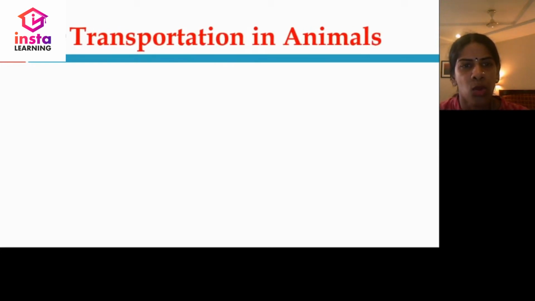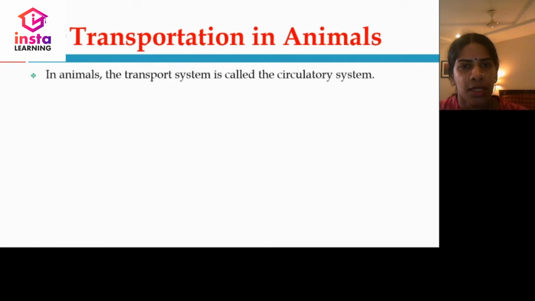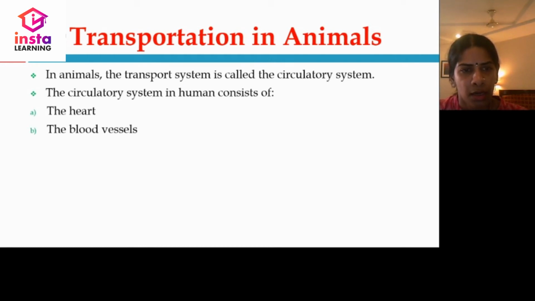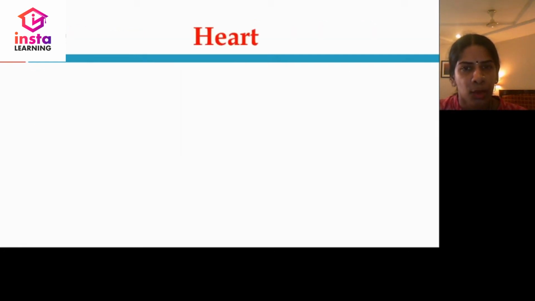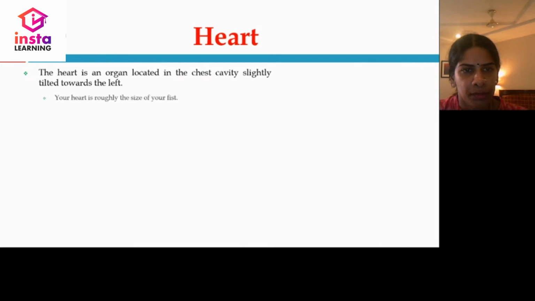Let us now discuss how transportation takes place in animals. In animals, the transport system is called the circulatory system. The circulatory system in humans consists of the heart, blood vessels and blood. Let us now discuss the heart. The heart is an organ which is located in the chest cavity, slightly tilted towards the left. Your heart is roughly the size of your fist.